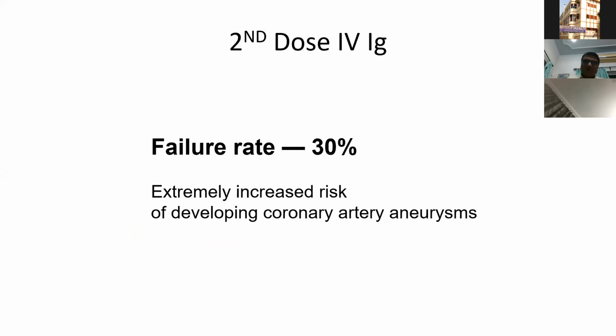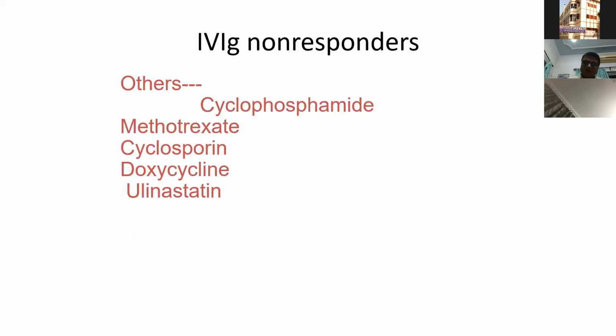And we have been using infliximab for the last 4 years in all patients who fail to respond to IVIG, with a good success, I must say. So there are other drugs which have been tried: cyclophosphamide, methotrexate, other TNF blockers. But one must remember that tocilizumab should not be used, because although the fever comes down, there's a higher incidence of coronary artery aneurysm subsequently.